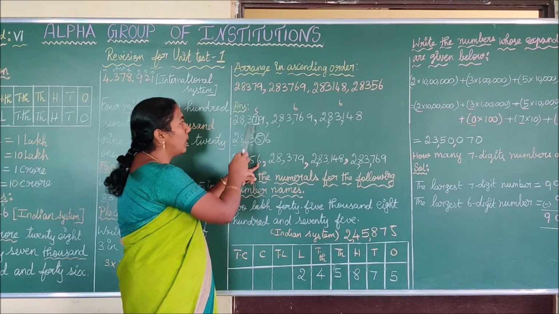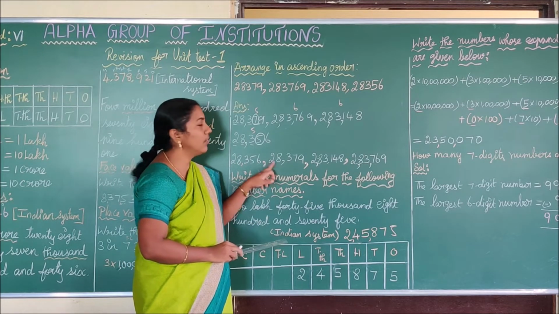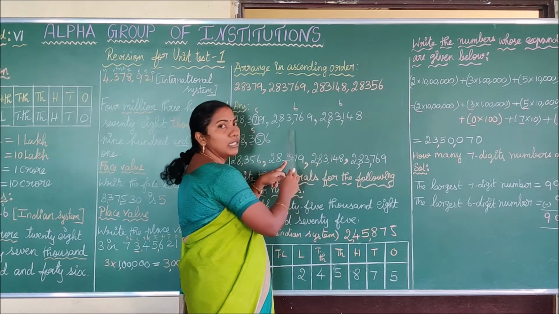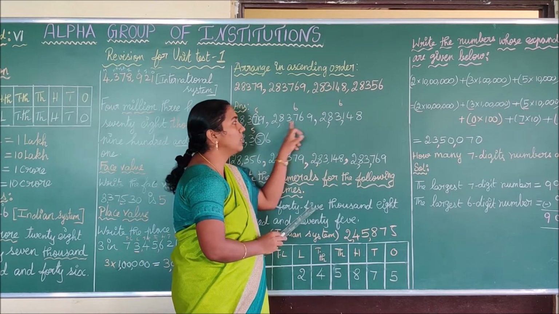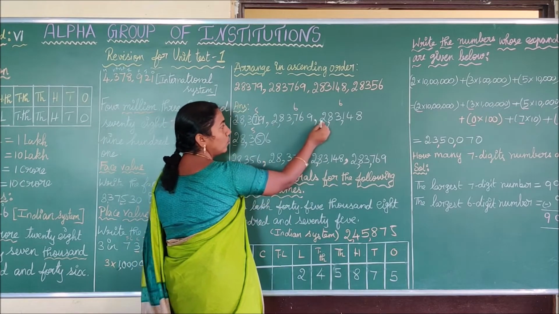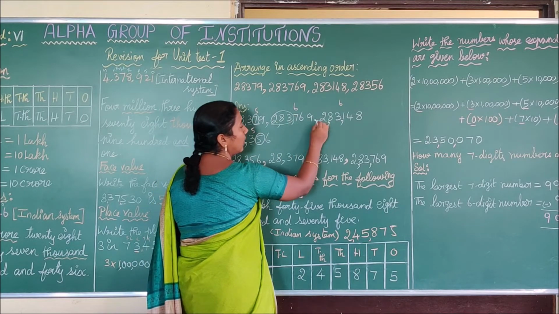And which is the next smaller number? This one. So you have to write it as 28,379. Thus we have arranged the two numbers. And we are going to write the next two numbers. Next again you have to compare these two numbers, which is a smaller one. First you compare the first digit, 2, 2, 8, 8, 3, 3. Thus the first 3 digits here and here are same.